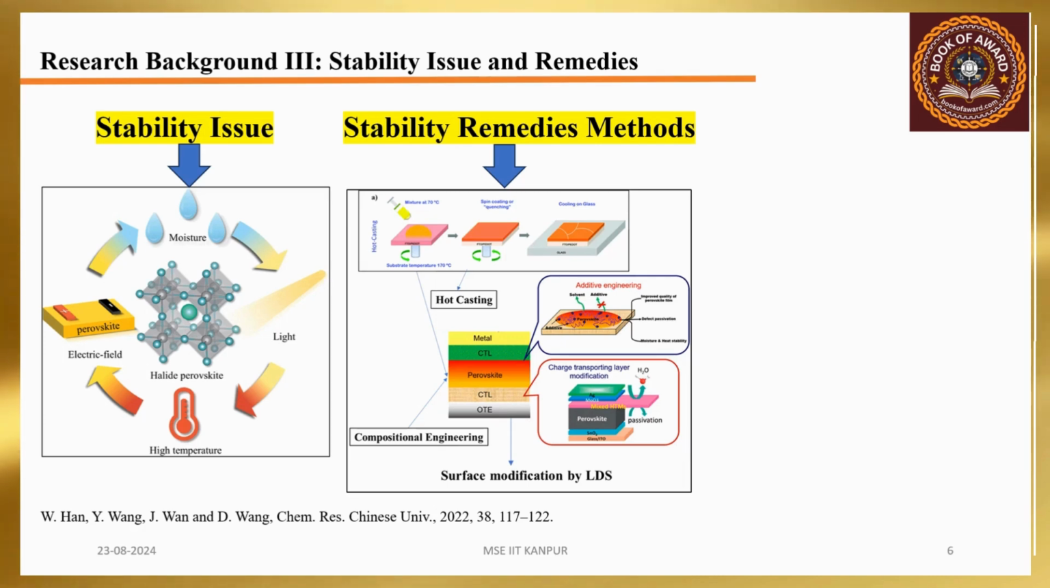Additive engineering has also been used by researchers to improve the stability of perovskite solar cells. Since by using additives we can passivate the grain boundaries and defects of perovskite layers, it has high stability. Luminescent downshifters have also been used by researchers to improve the photostability of perovskite solar cells, but that is limited to few hours.